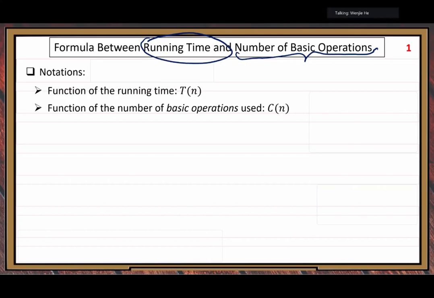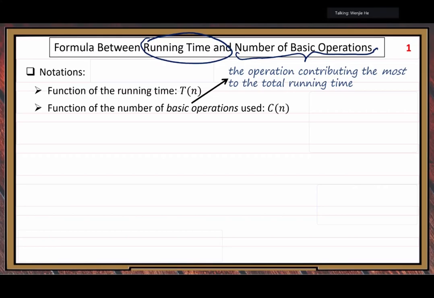The basic operation I mentioned before. What's the basic operation? The operation that you use most frequently in your algorithm, that contributes the most to the running time. Generally, you find the innermost core of the algorithm. It contributes the most to the running time. Mainly, you do your counting on that operation.